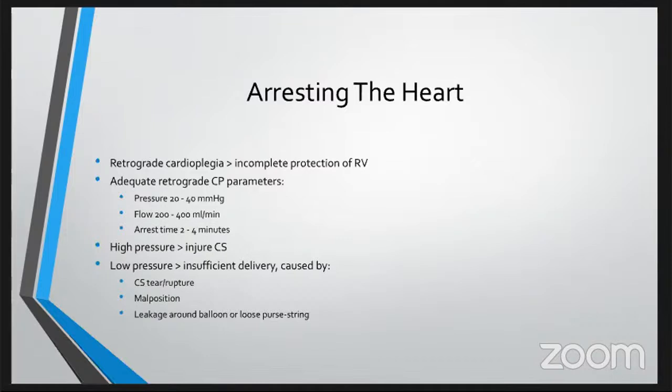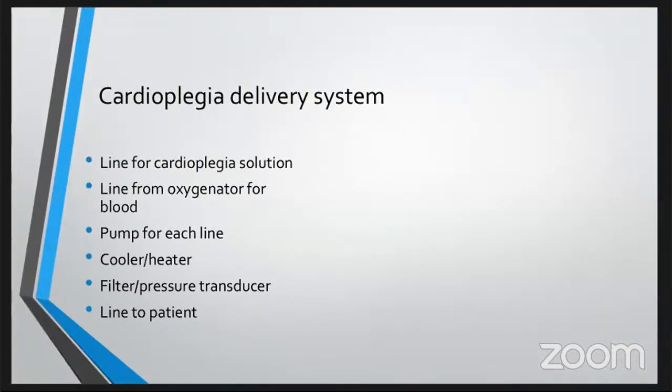Having a high pressure will put you at high risk of injuring the coronary sinus, and low pressure, when we have insufficient delivery, may be caused by coronary sinus tear or rupture, malposition of the cannula, leakage around the balloon, or a loose purse-string. And for the cardioplegia delivery system, we have a line for the cardioplegia solution itself, a line for the blood coming from the oxygenator, a pump for each line, a cooler and heater unit, a filter and pressure transducer, and a line to the patient.